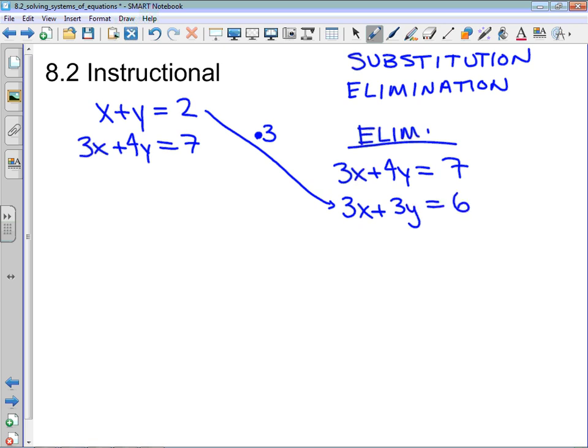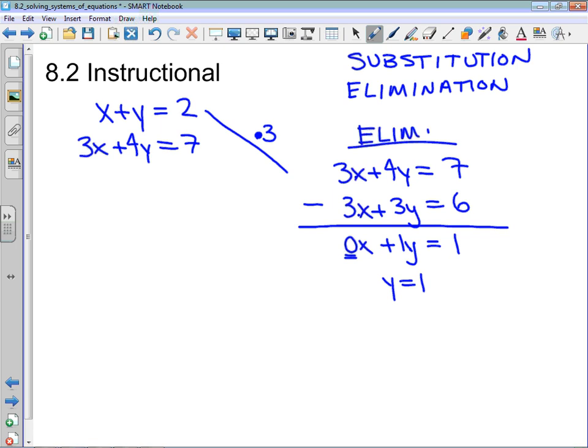And the reason why that's such a big benefit now is I could subtract the entire equations from each other. So 3x minus 3x, I'll write 0x. You wouldn't have to write that. This is the point. Because this is 0, we have eliminated one of the variables. Then 4y minus 3y is 1y, and 7 minus 6 is 1. So what I ended up with is y equals 1.